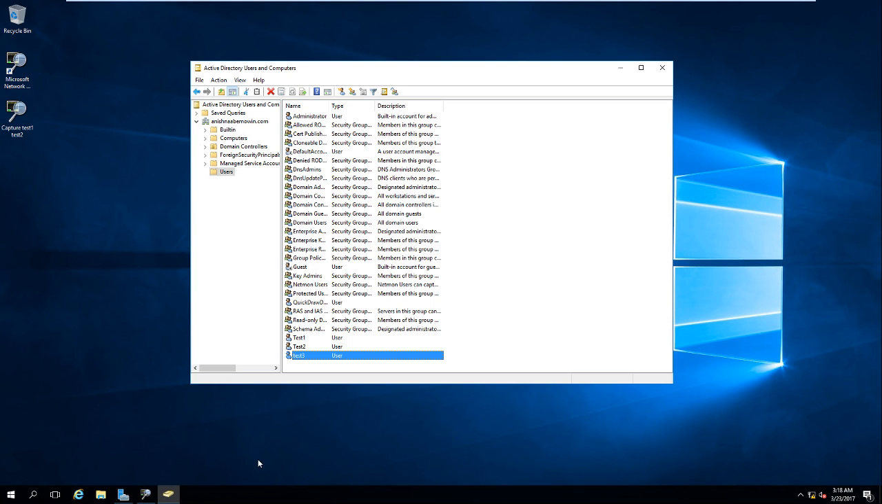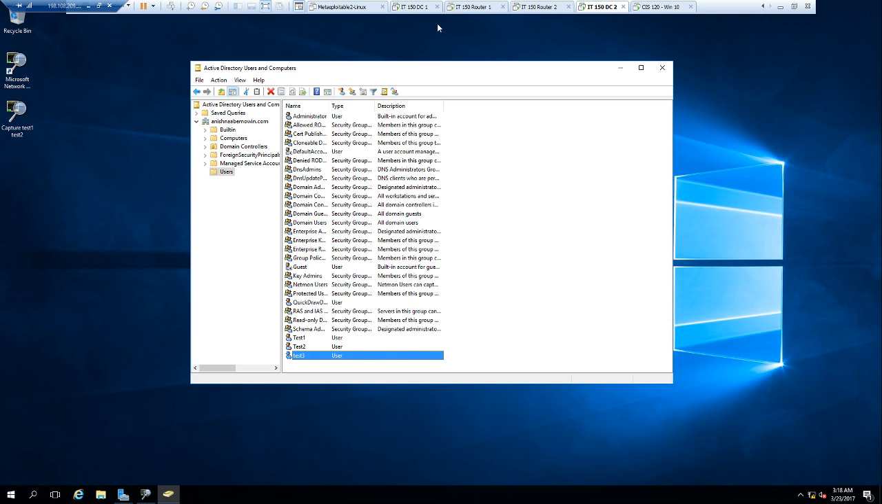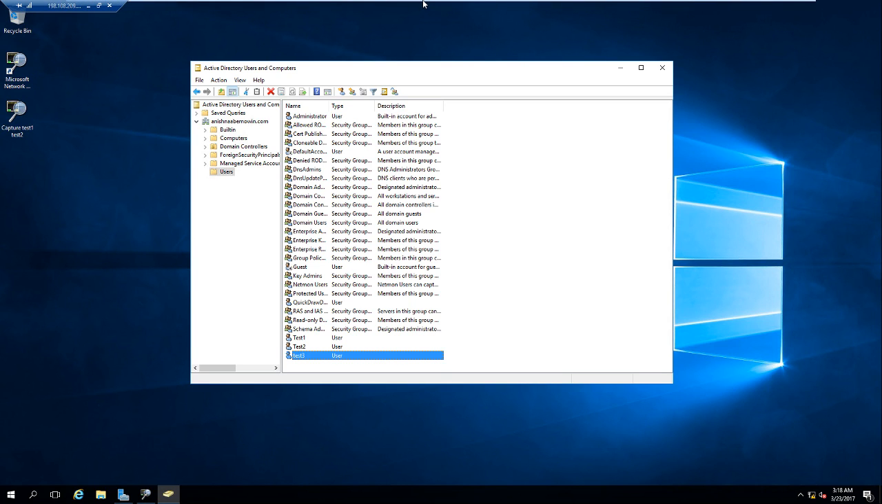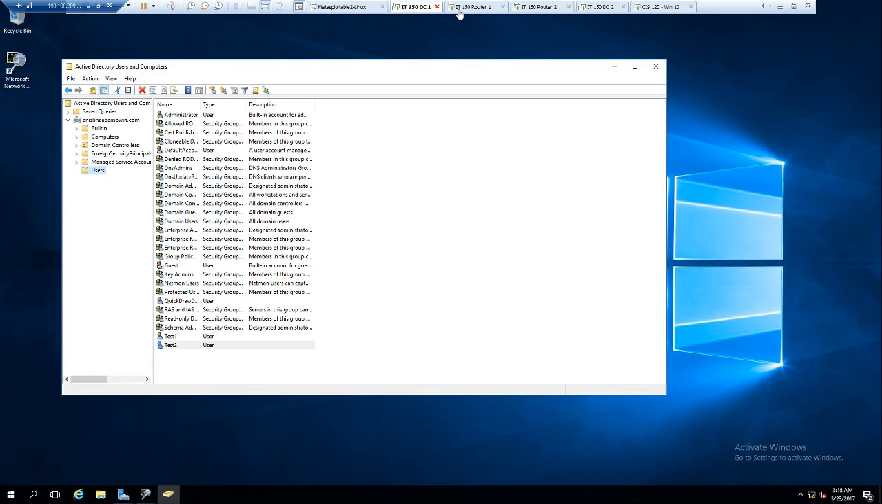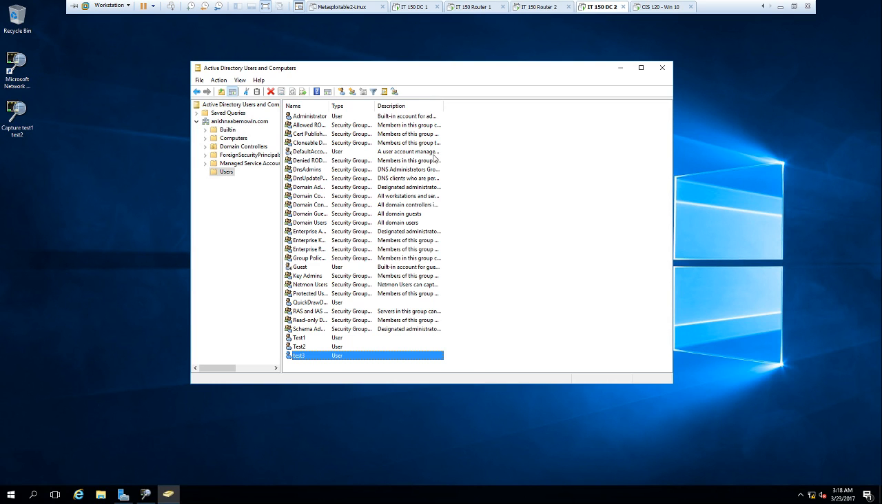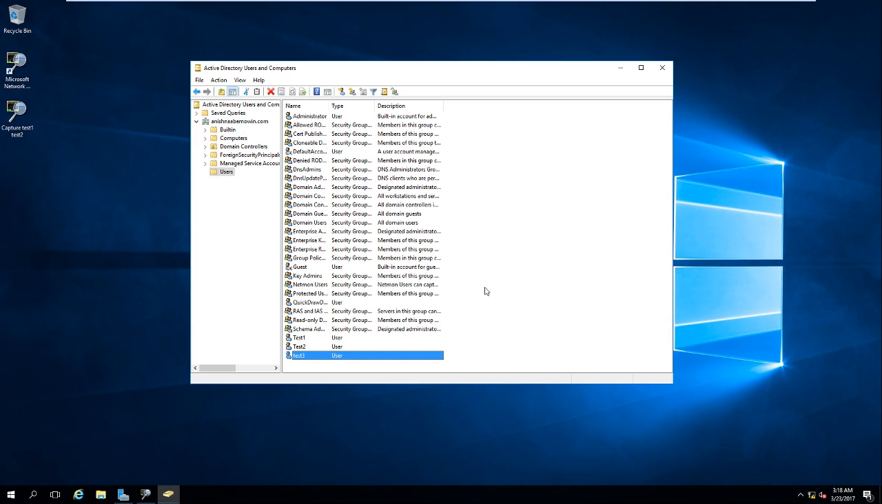So now we'll jump over to the VMs. I have DC1, router 1, router 2, and DC2. Once I had the domain controllers set up, I tested for replication by creating a user on one of the domain controllers. So we'll do that here.